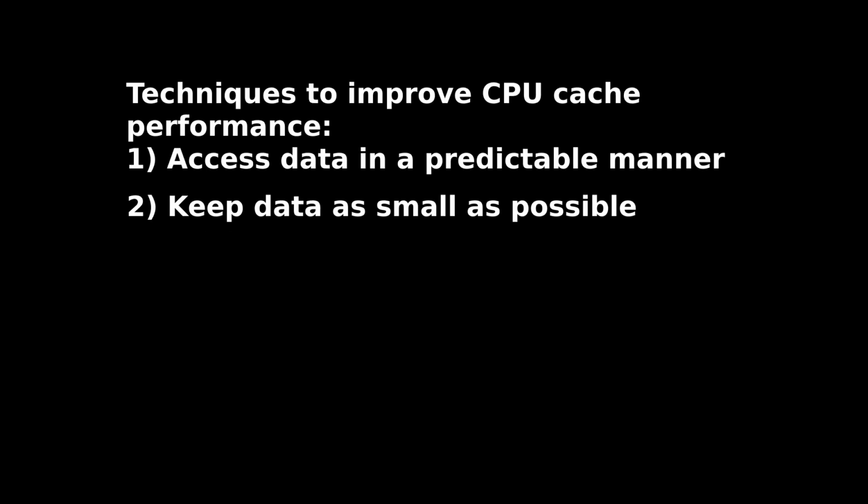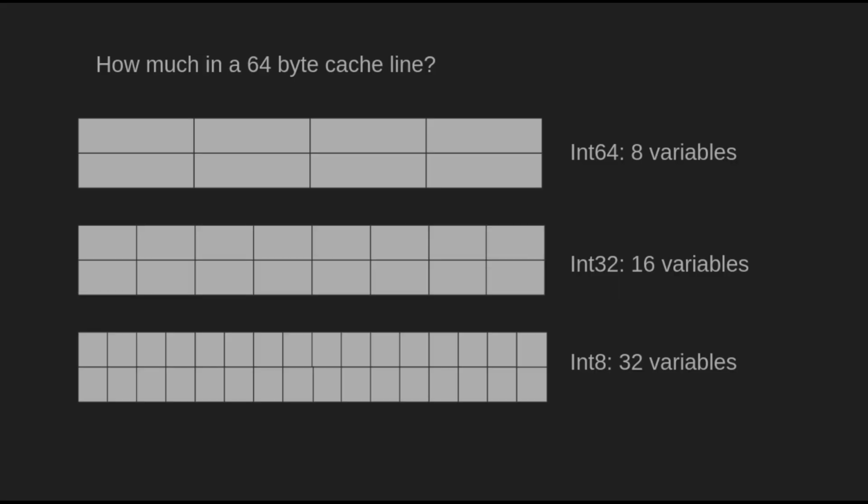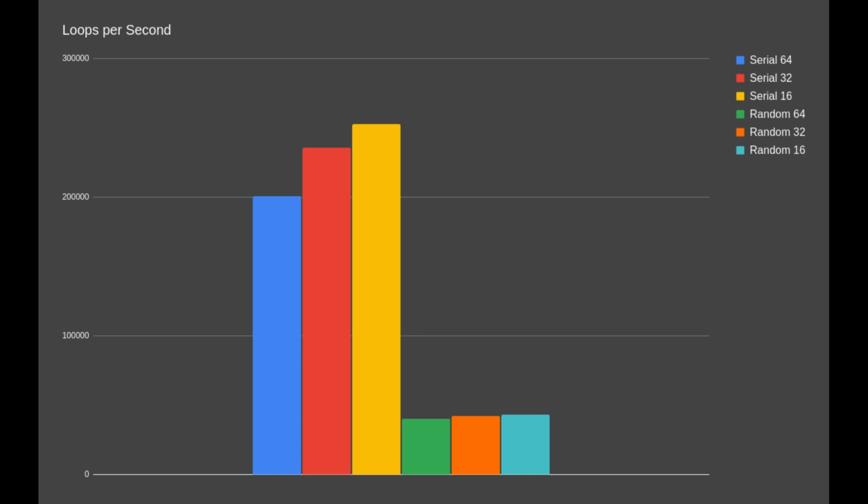The second rule of thumb: keep your data as small as possible. It should be obvious that smaller data will result in fitting more in each cache line. Since the size of an int on a 64-bit machine is 8 bytes, I reran the previous experiments with 4-byte and 2-byte ints. You can see the results. It's interesting to note that accessing the data sequentially results in a much larger improvement than just reducing the size. But in the case where sequential access isn't possible for some reason, using the smallest data type possible certainly helps.